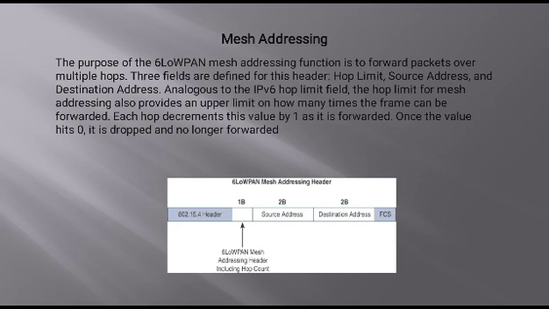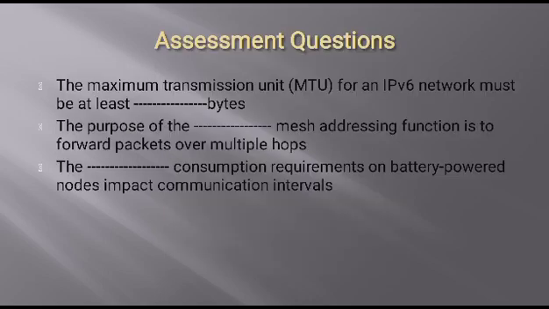Mesh addressing. The purpose of the mesh addressing function is to forward packets over multiple hops. These fields are defined by the header: hop limit, source address and destination address. Analogous to the IPv6 hop limit, the hop limit for mesh addressing also puts an upper limit on how many times the frame may be forwarded. Each hop decrements this value by 1 as it is forwarded. Once the value is 0, the frame is dropped and no longer forwarded.